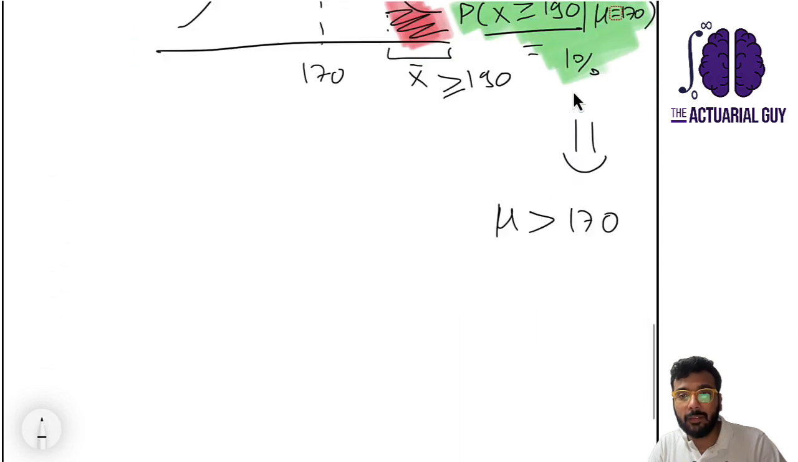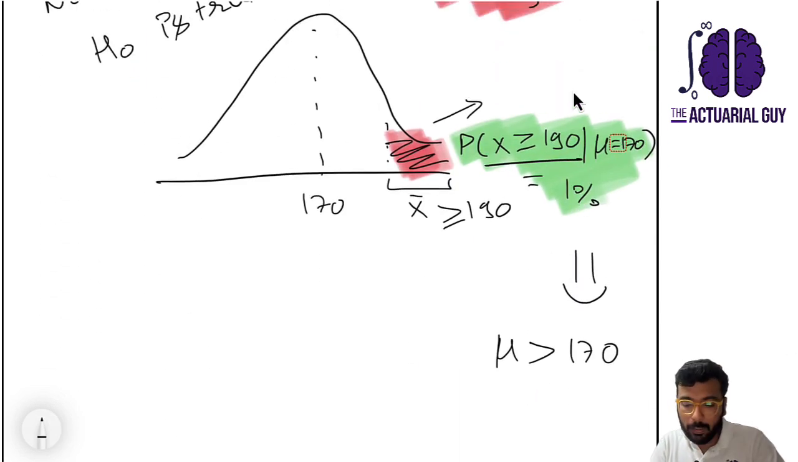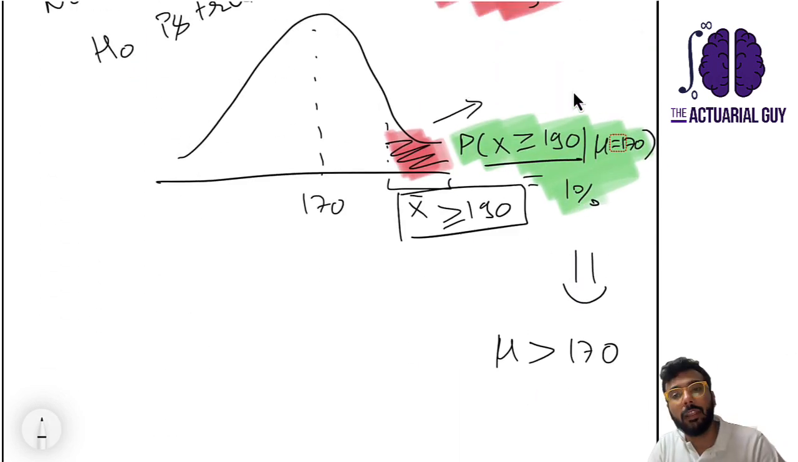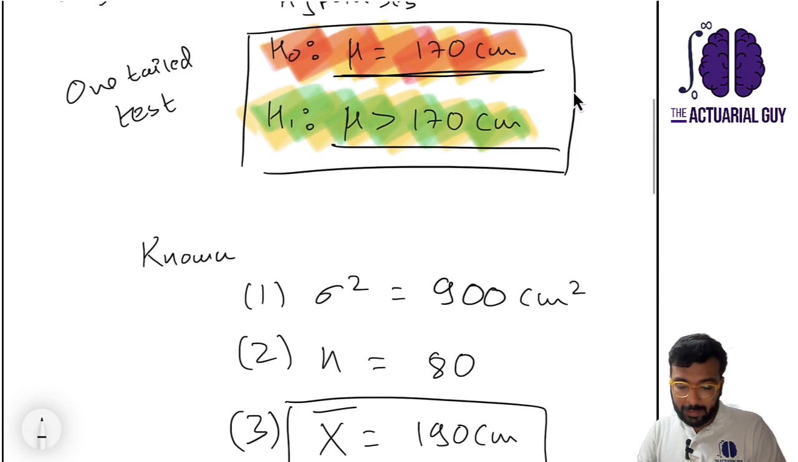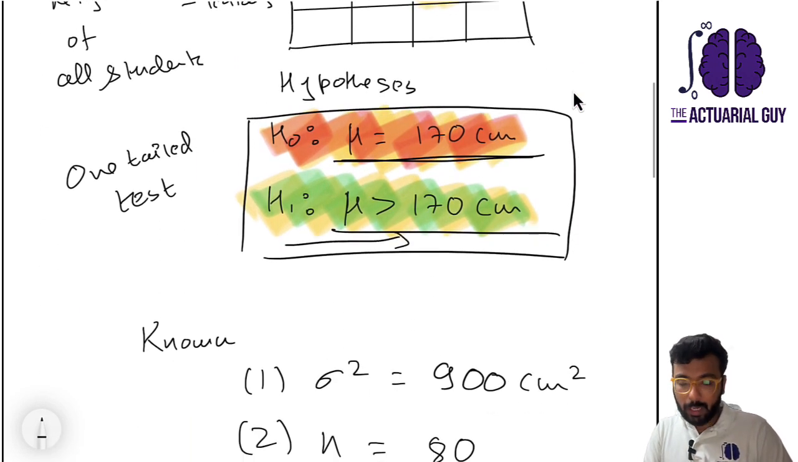If the chances of getting this sample of a height of more than 190, I've not taken equal to, I've taken greater than or equal to, because you can't calculate probability at a point in a continuous distribution. So you will have to take a range. So I have said anything more extreme than this. So the probability of getting this sample or a sample more extreme than this, why is this more extreme? Because extreme means towards the alternate hypothesis, right?